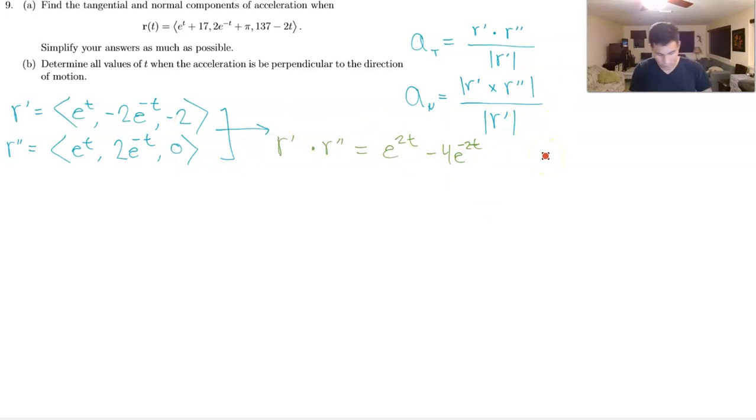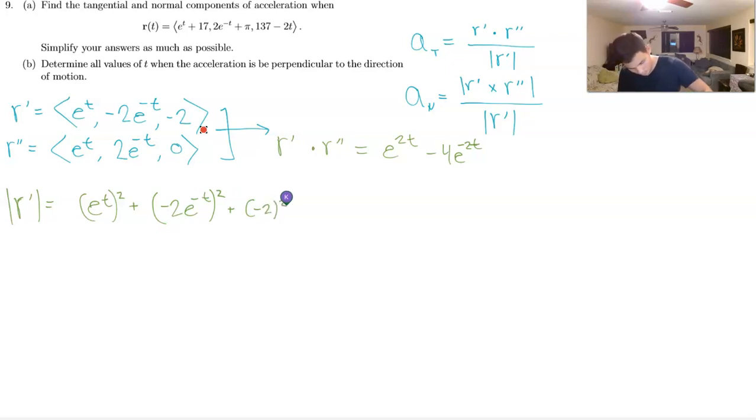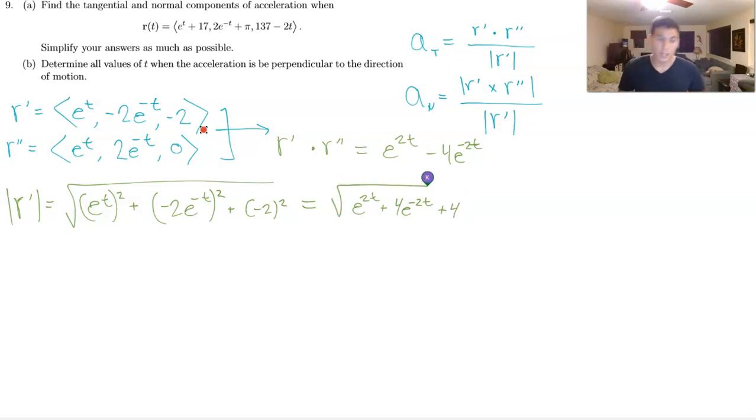Okay. Let's find the norm of r prime. So it's this guy, and we take its norm. Let's go e to the t squared plus negative 2e to the negative t squared plus negative 2 squared, square root of course. What does that become? It becomes the square root of e to the 2t plus 4e to the negative 2t plus 4. So that's what we get. And while we're at it, we'll also find this guy. I just want to find everything first, and then we can write a_T and a_N.